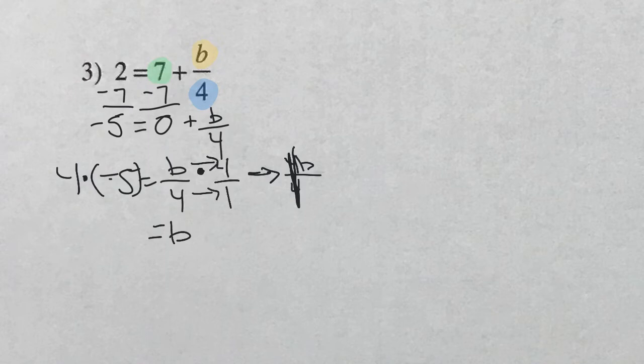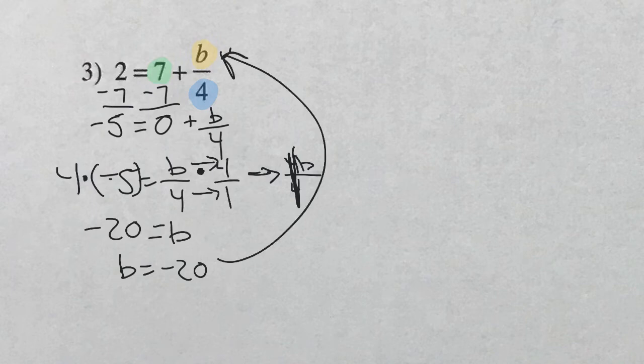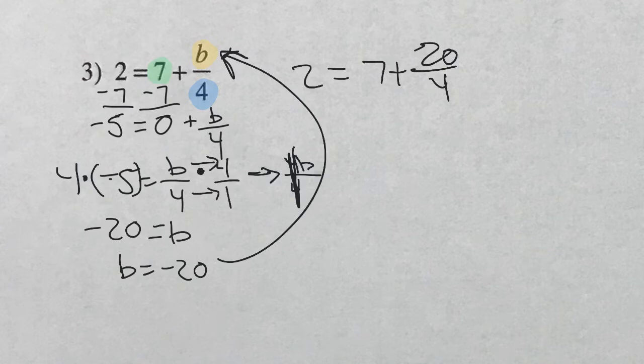Well, what's 4 times negative 5? Well, a positive and a negative make a negative, and 4 times 5 is 20, so it's negative 20. Or if you want to redo it, B equals negative 20. If you plug that back in, okay, you're going to find 20 over 4, which is, if I reduce, 20 divided by 4 is 5. Where am I at?